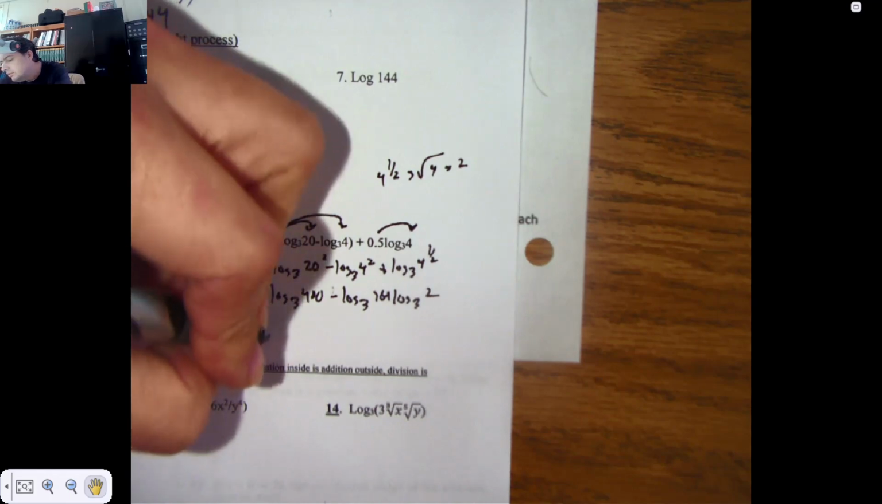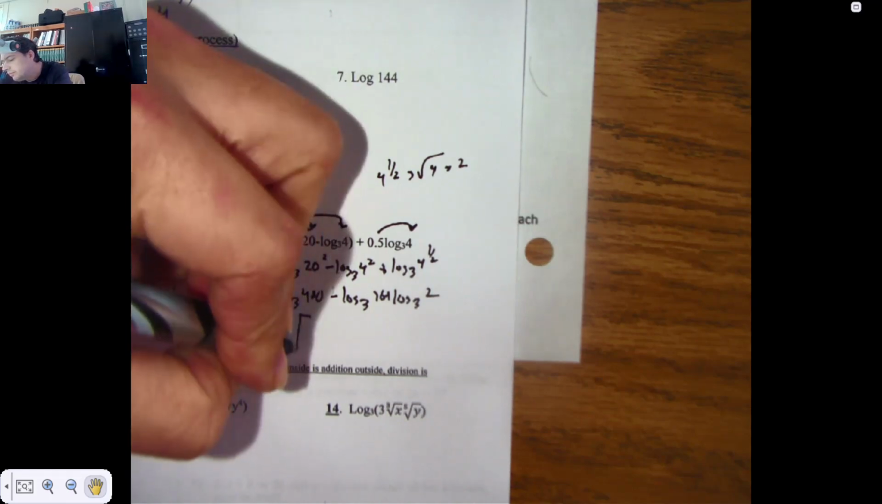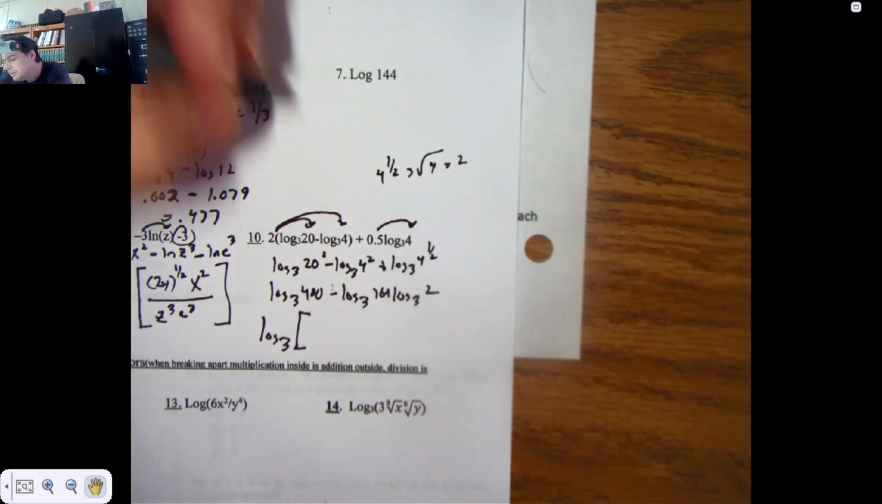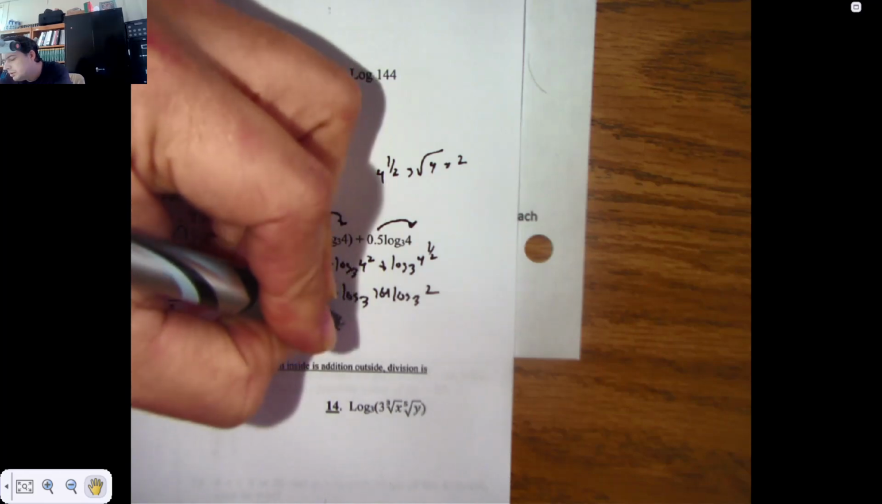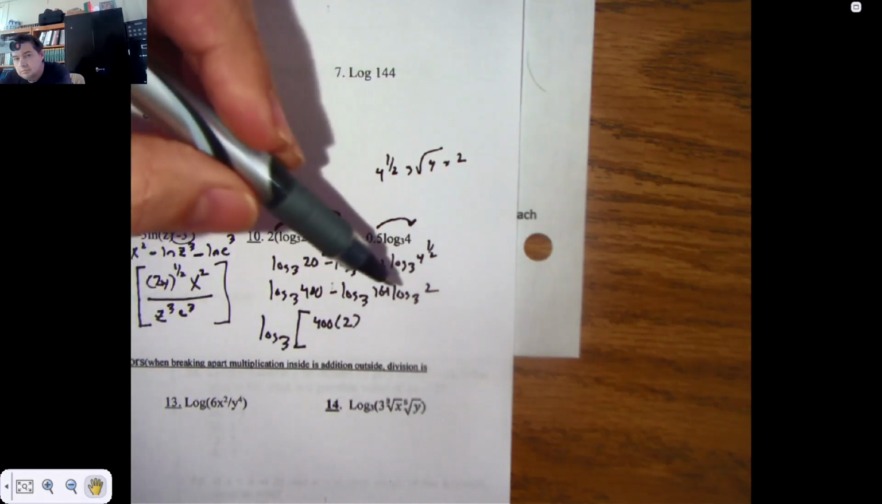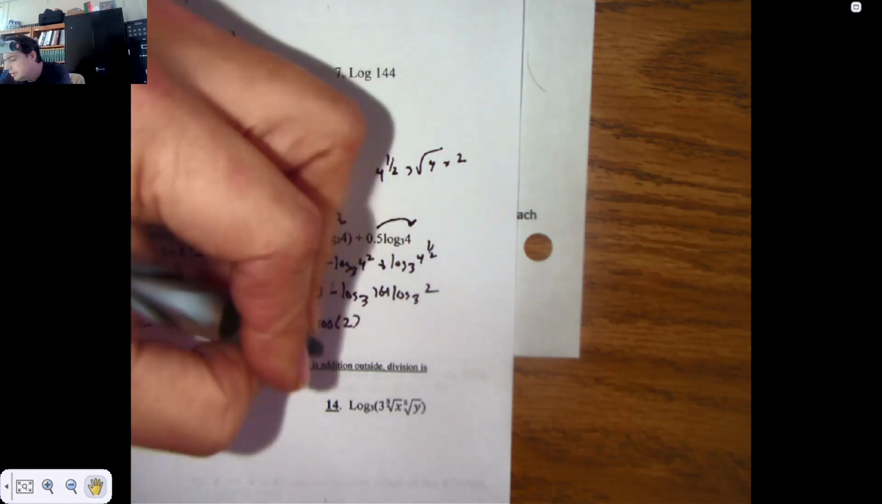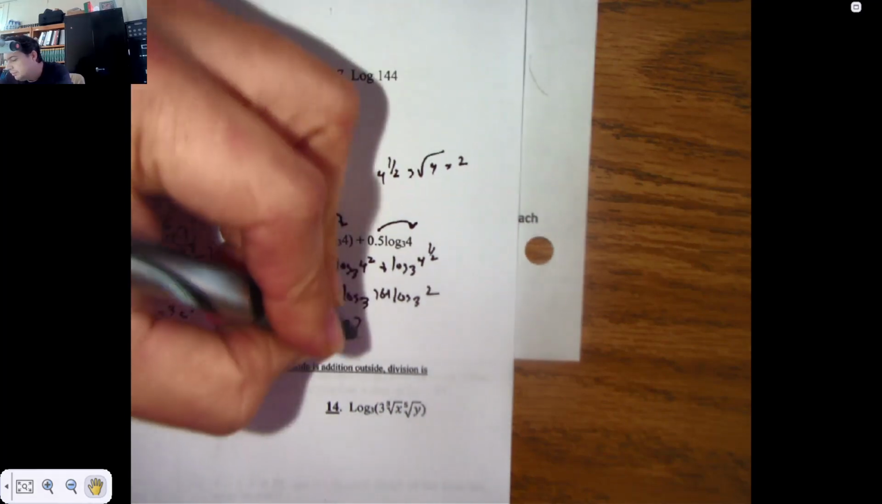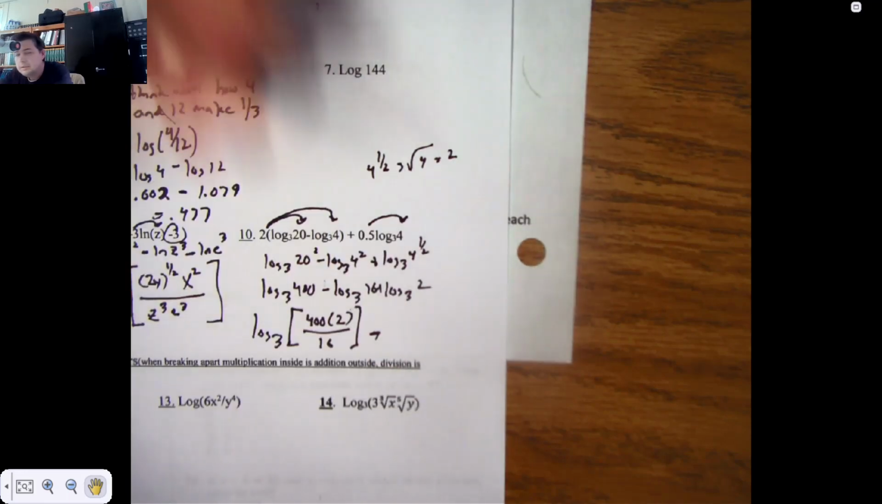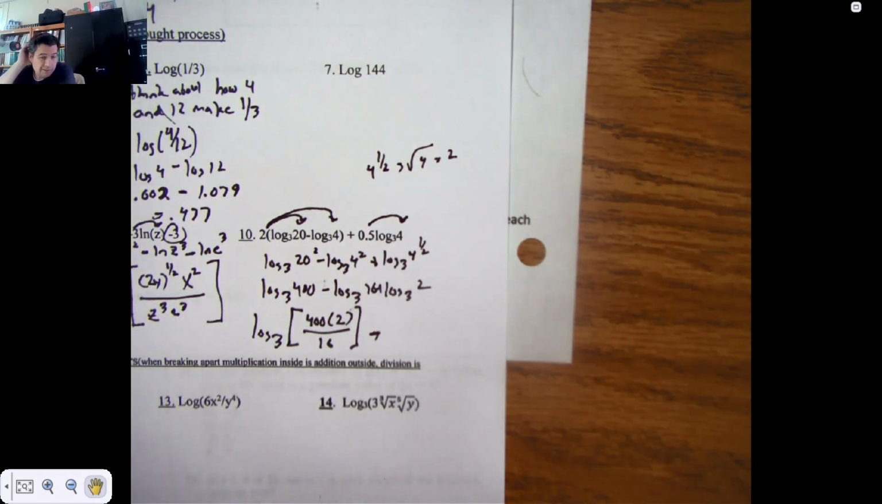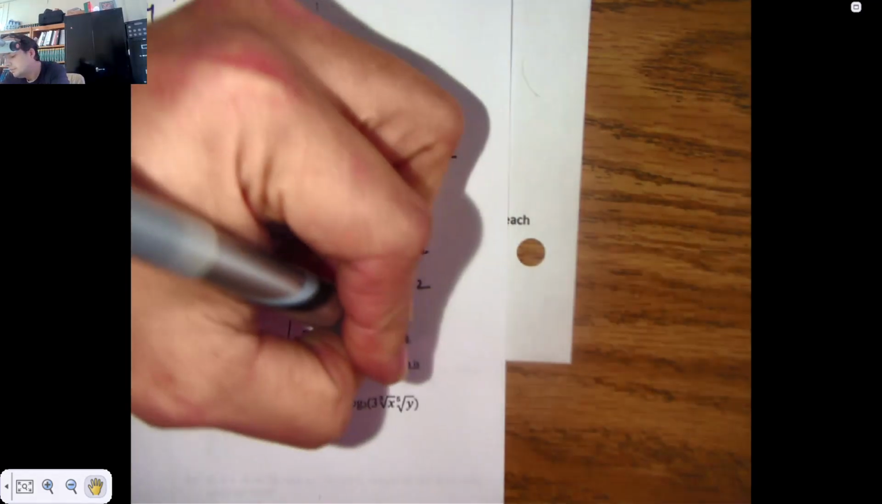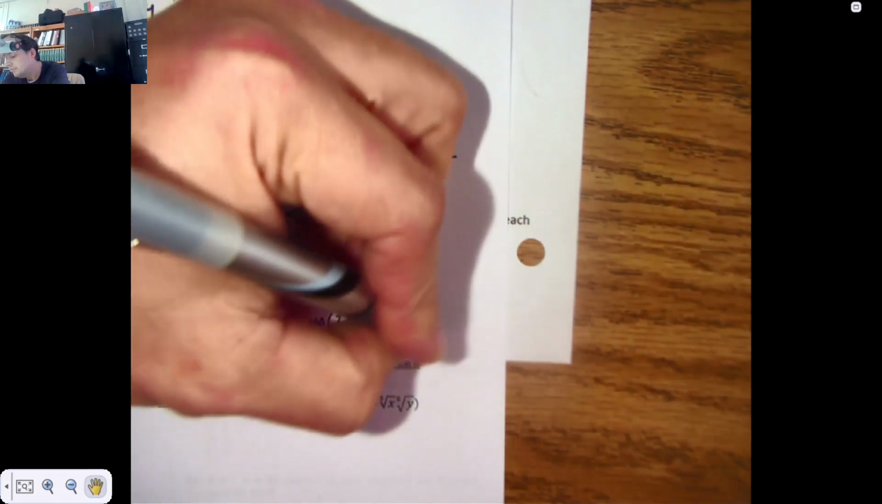It is a single logarithm of base 3, and the numerator is going to contain 400 times 2. There's a 400 times 2. The denominator is just 16. And this is going to clean up quite a bit. This should be 50. That's 800 over 16, and it is. It's a single log base 3 that contains a 50 in it.